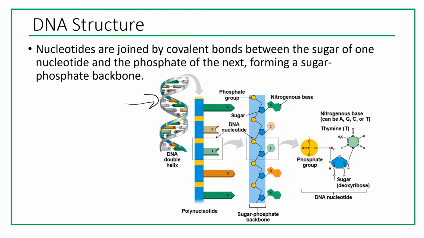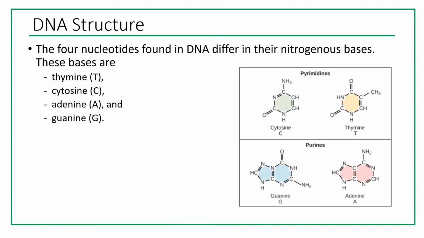DNA is also a double helix, so you see over here the double helix, and here are our nucleotides. Here's a sugar, a phosphate group, and the base. Sugar and phosphate form the sugar-phosphate backbone. I already told you that we have 4 different nucleotides: T, C, A, and G, or thymine, cytosine, adenine, and guanine.